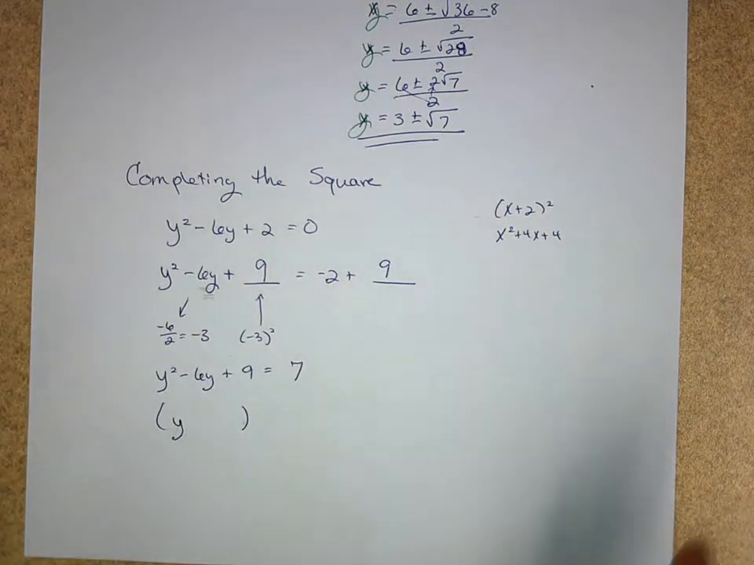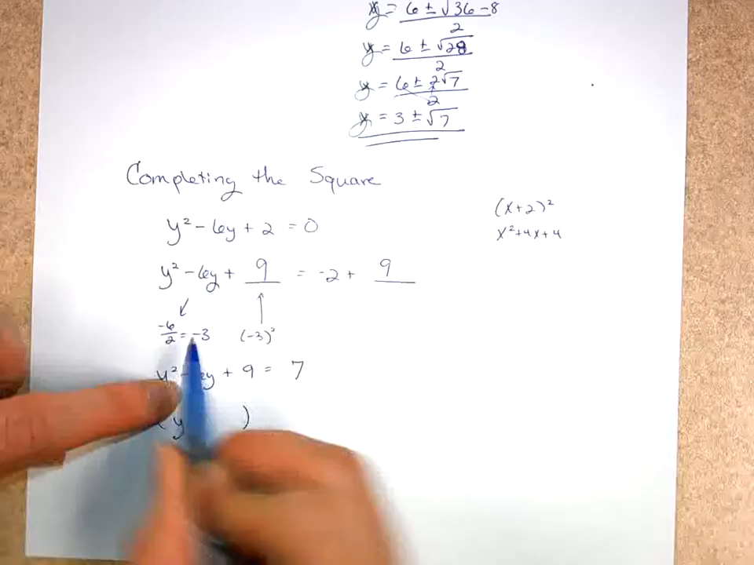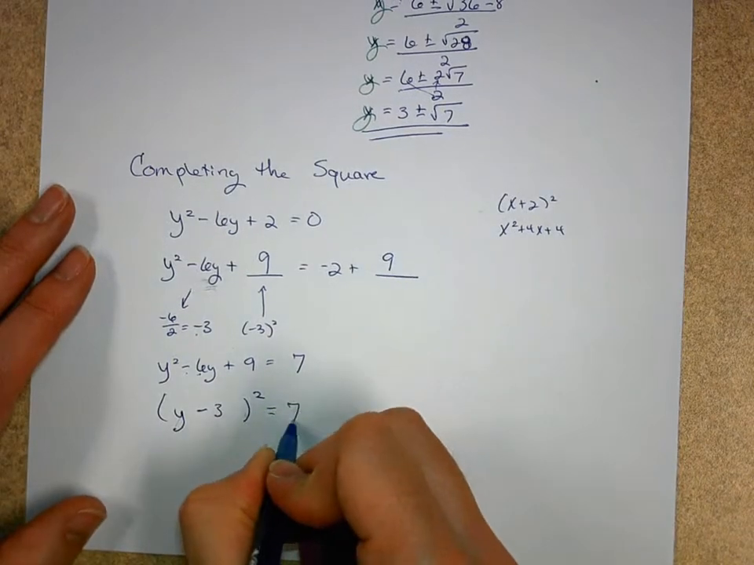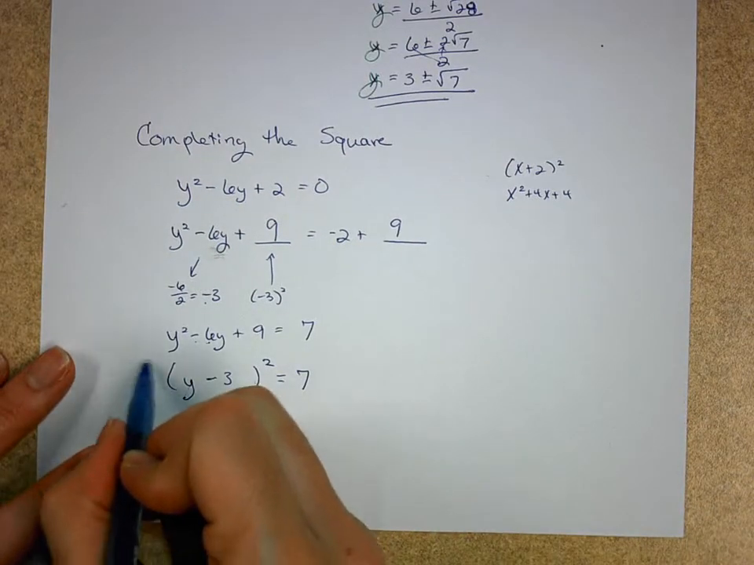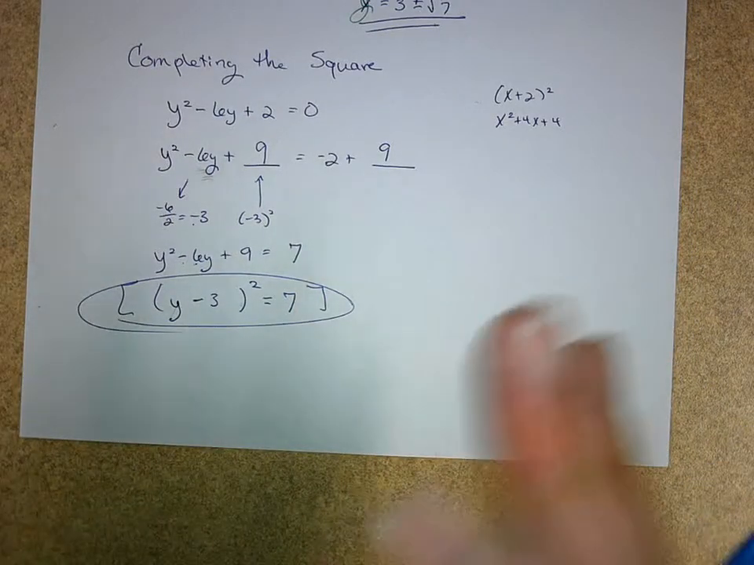And I can rewrite that trinomial as a binomial being squared. Well, what was it that I was going to use? My -3, because that's what was being squared, equals 7. Now, this is the goal we're trying to get to, this one right here. But let's go ahead and finish it up.